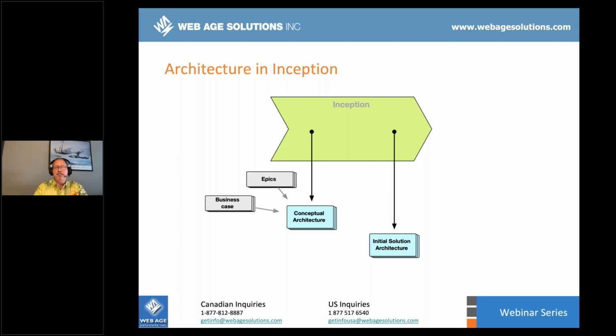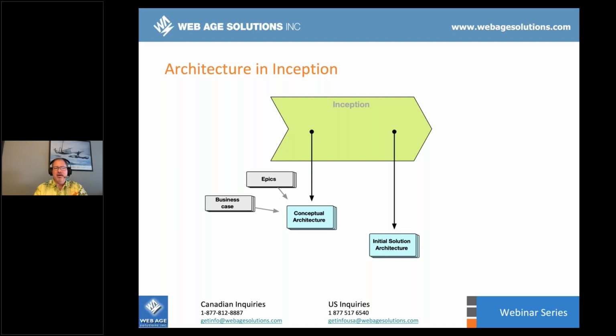And here's why. The role of the conceptual architecture is to help get through the inception process. It's to help people understand, is this project viable? What's going to be required for it? What other systems does it touch? What other kind of impacts might it have? The conceptual architecture is really there to help support the decision-making process.